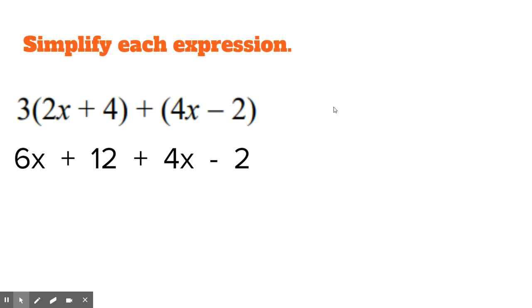So you have 6x plus 12 plus 4x minus 2. Get rid of the parentheses on that last one. Combine like terms. And this is where I'm not going to show you the other way. I'm going to go ahead and do it as if I were doing it. I would put a slash through the 6x and 4x and make it 10x. And I see 12 minus 2 is 10. So the final answer would be 10x plus 10.